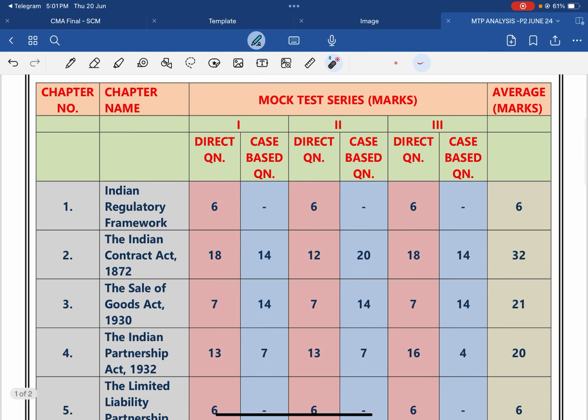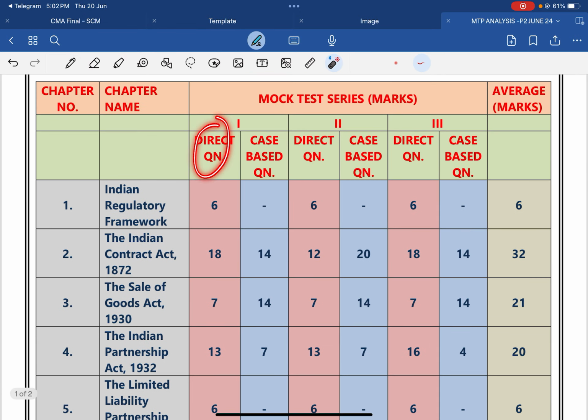What they have asked you in the 3 MTPs, we have tried to bifurcate into direct question and case based. Direct question is like a cakewalk for us. If you know all the provisions correctly, we can easily write it. For the case study, we need to add some masala, some magic over it, and we need to write it over further. Your first chapter, it is an easy chapter, Indian regulatory framework, average 6 marks, direct question they are asking.